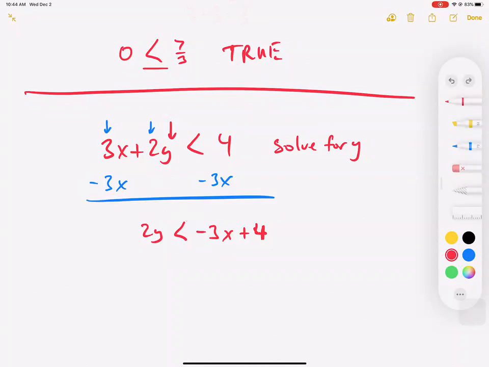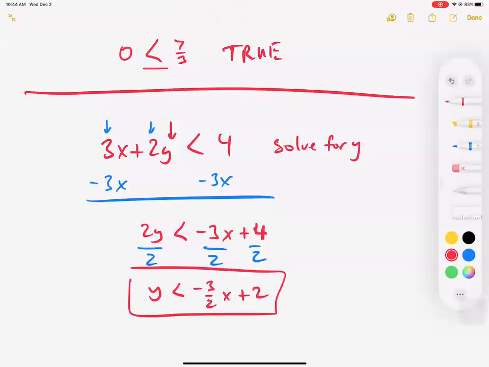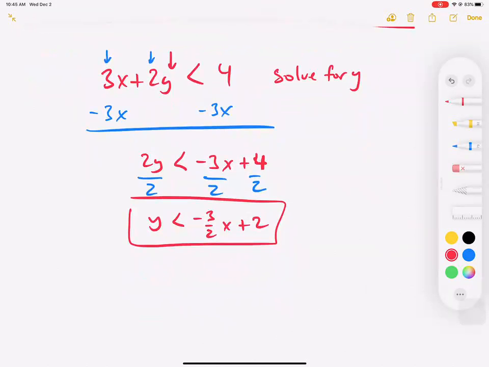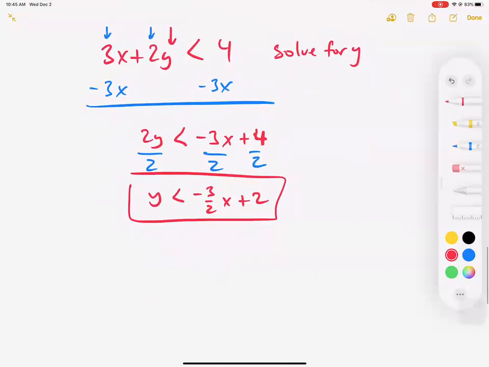So no flipping. Our next move is to divide by 2 to get rid of that 2. Divide everyone by 2. y is less than negative 3 over 2 x plus 2. And this is the goal, for you guys to be able to solve for y. It's something that we did before. This is us changing something from standard form into slope-intercept form. And this was on our last test.